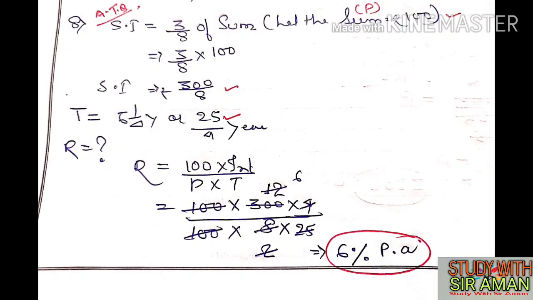According to the question, simple interest is 3 by 8 of the sum. Sum is not given here, so in the bracket what I have written, let the sum principal be 100. So 3 by 8 into 100, so 300 by 8. Do not cut here. Time is given 6 1 by 4 means 25 by 4. Rate formula 100 into interest. Interest is 300 by 8. 300 is up, 8 is down. Principal is 100. Time is 25 by 4. 4 will go up. Do the calculation, the answer will come 6% per annum.